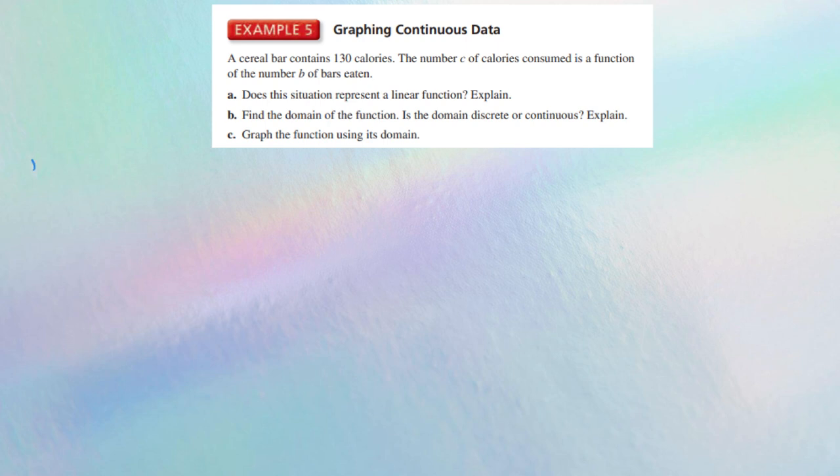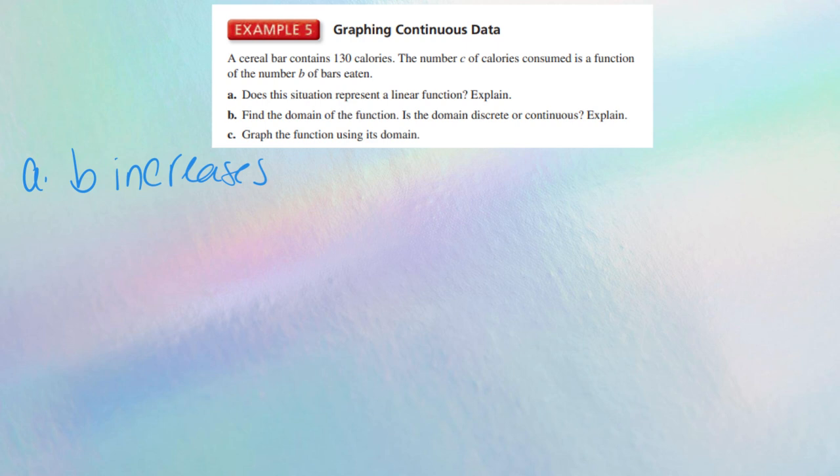A tells us what? How does B increase? By what? A cereal bar. What does A mean? A means 1. A cereal bar. How many cereal bars do we have? 1. Contains how many calories? 130. The number of calories consumed is a function of the number B of bars eaten.